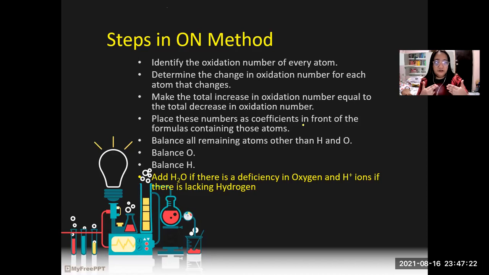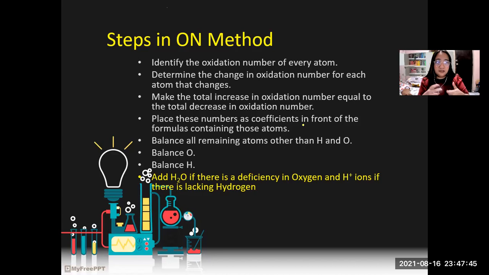And then in step number 2, after determining the oxidation numbers, what you need to do is look for the oxidation number change, comparing the reactant part and the product part. Because definitely in a redox reaction, some of the elements would change their oxidation numbers.